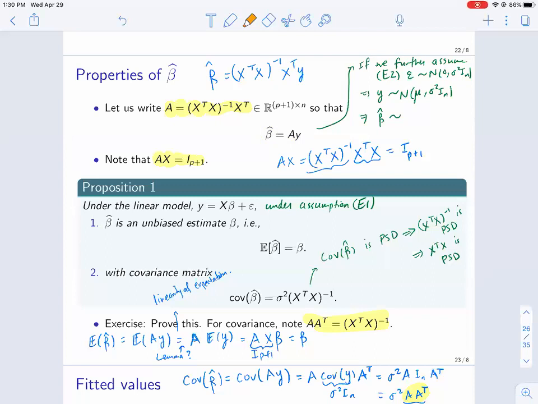Yes. So this is an example of an affine transformation. This is like A times y plus 0, so an affine transformation of y, right? Hence, this is going to be multivariate normal. And then we calculated the mean. The mean is beta, and the covariance is sigma squared (X transpose X) inverse. These are not going to change, since they come from these calculations. Okay, thank you. So that's what you have to recall.